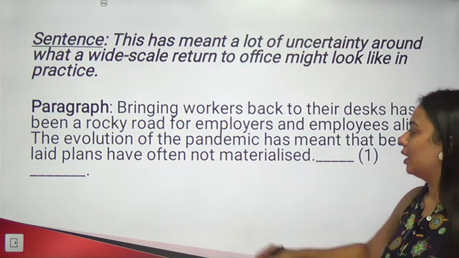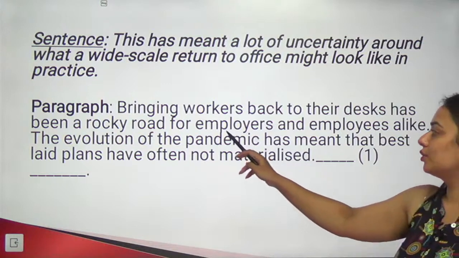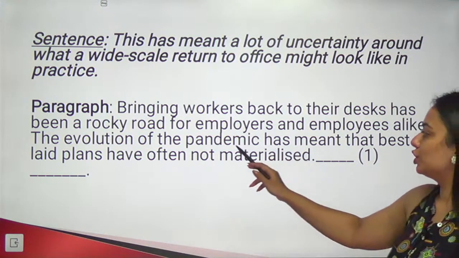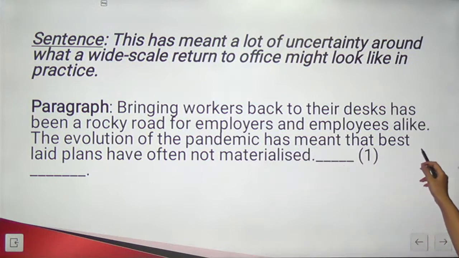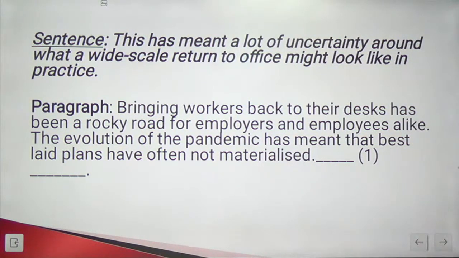Let's see. Bringing workers back to their desks has been a rocky road for employers and employees alike. The evolution of the pandemic has meant that best laid plans have often not materialized. Right? Read it again on your own and then I'll move on to the next slide.